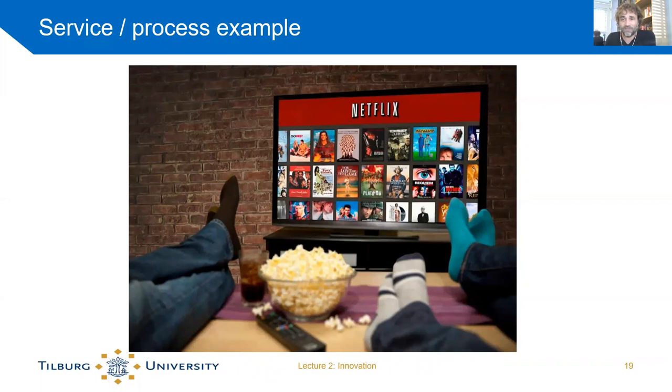You know, it's not simply having access to the physical DVDs or the physical videos and renting them out. No, it's having contracts with all the major content providers, then having a way of getting that digital content into your digital store, and then finding the easiest way for people to actually watch that content. So it's also an example of a different process in an organization.